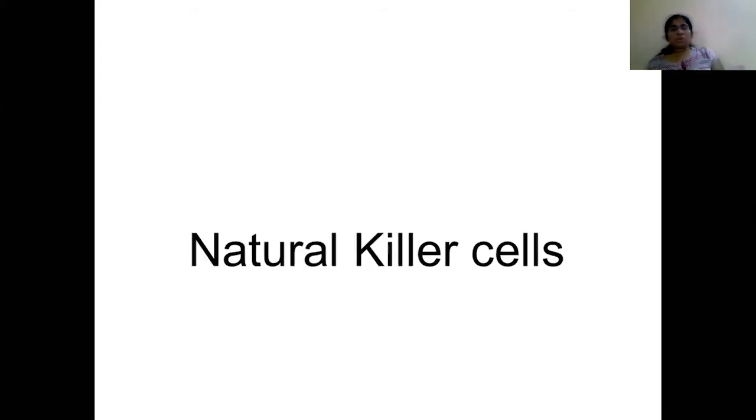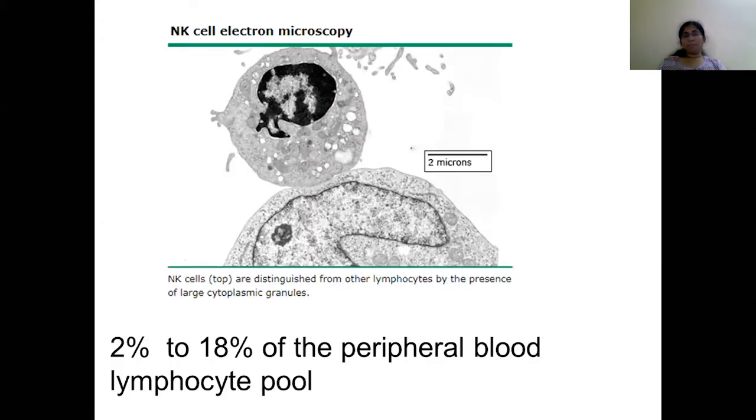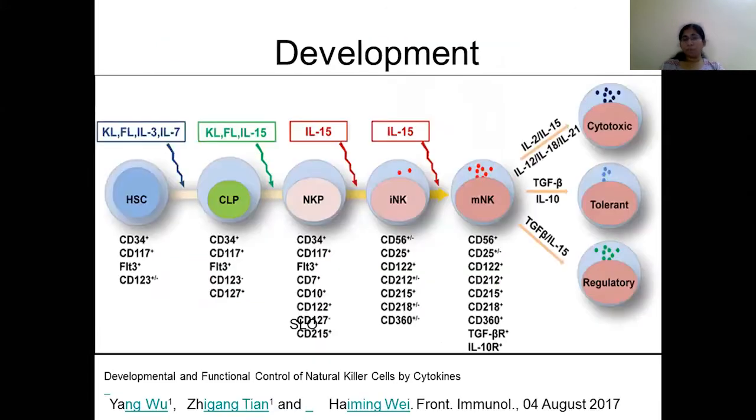Now we will move on to natural killer cells. Till now what we discussed were T cells, and they are the important cells in adaptive immunity. But natural killer cells in general, other than some cells which are called natural killer T cells, are the main cells in innate immunity. The natural killer cells are distinguished from lymphocytes by the presence of large cytoplasmic granules. They constitute around 2 to 18% of the peripheral blood lymphocyte pool.